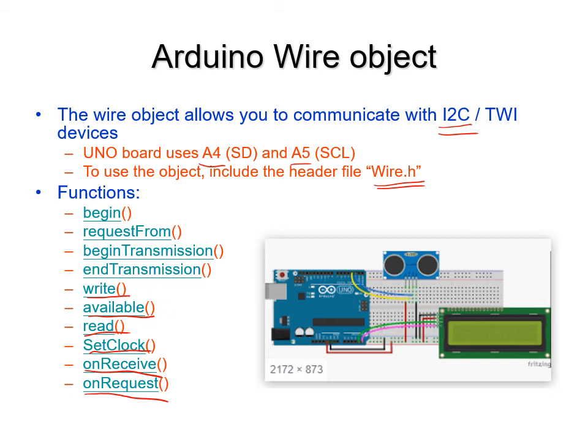Okay. Now on the right hand side, you can see that we can use I2C to connect more than one device to the Arduino. For example, we have an ultrasound sensor. At the same time, you may use the other pins to connect to the LCD display.